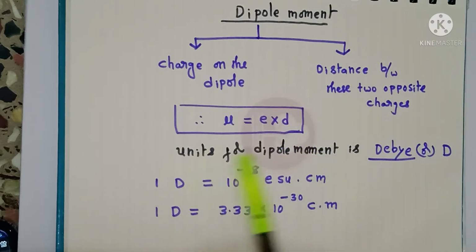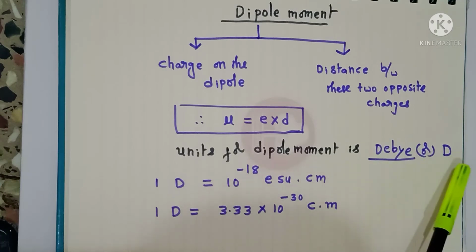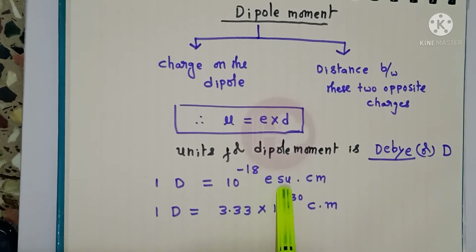The unit for dipole moment is Debye, in honor of the scientist who measured dipole moments for molecules. In his honor it is denoted with the symbol capital D. 1 D is equal to 10 to the power of minus 18 ESU centimeter in CGS units. In SI units, it is 3.33 into 10 power minus 30 coulomb meter. These are very important values, and competitive-exam important also. So please make a note of this.